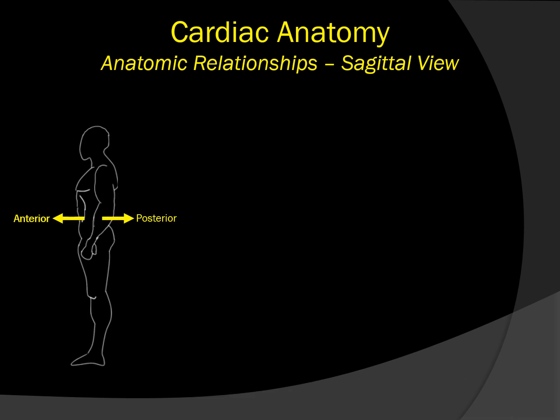Now let's look at the anatomic relations of the heart from the side using the sagittal projection. Imagine you're looking at your patient from his or her left side, so the patient's front or anterior is on your left and back or posterior is on your right as shown here. Of course, the head will be at the top and feet at the bottom.